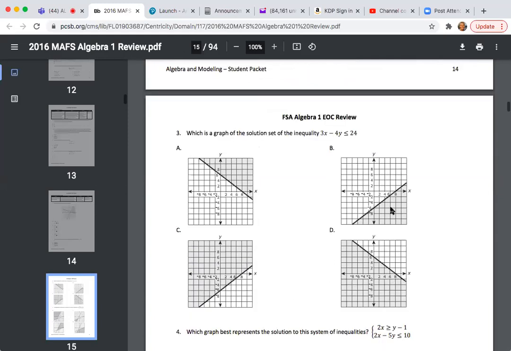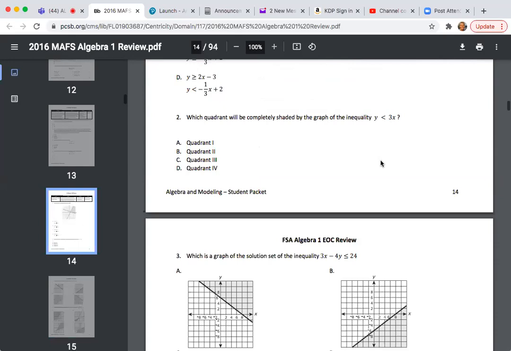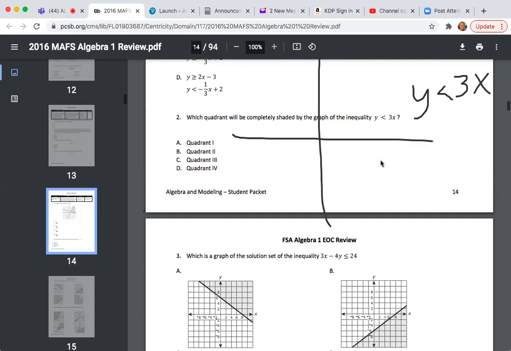I'm going to show you another way you can shade as well. This is another inequality graph. I skipped over one of them right here. Which quadrant will be completely shaded by the graph of the inequality? Let's do number 2. Number 2 right here: y is less than 3x. Now, guys, is the slope positive or negative on this one? It's going to be positive, correct? Yep, it's a positive 3. This is your slope right there.